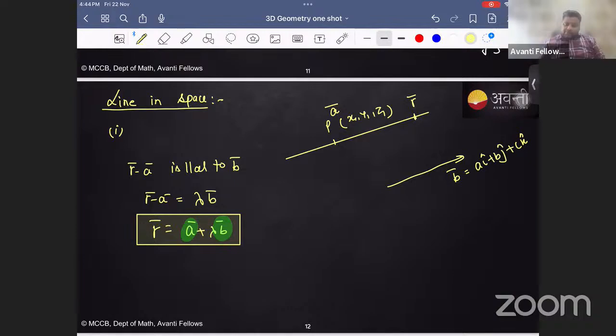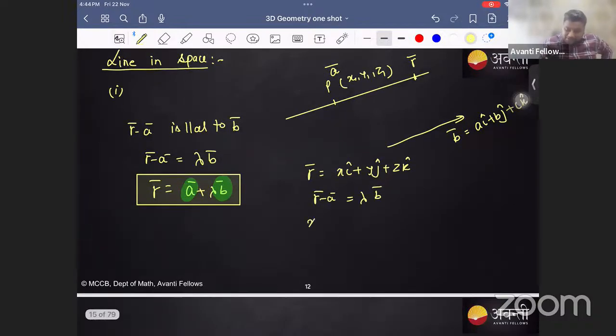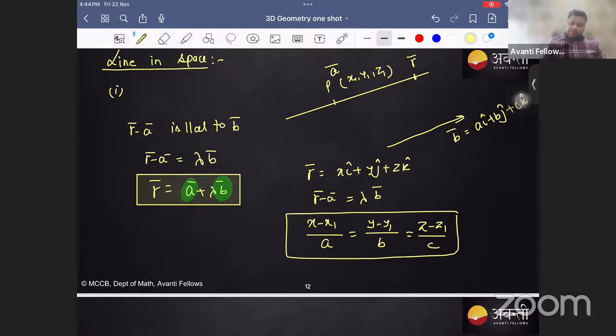You keep on getting different points on the line. So if this point R is xi cap plus yj cap plus zk cap, then R minus A is lambda vector B. That means (x minus x1) upon A is (y minus y1) upon B is (z minus z1) upon C. This is the equation of the line.